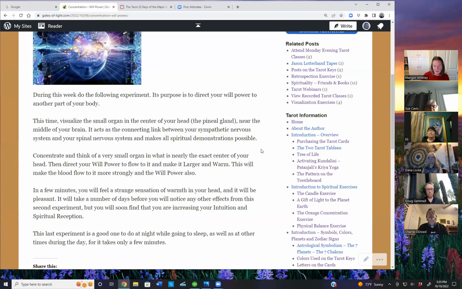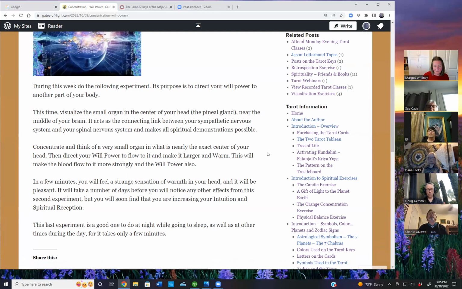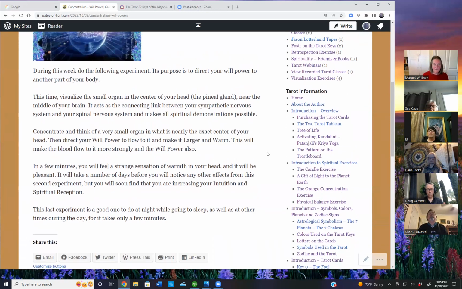This will make the blood flow to it more strongly and the willpower also. In a few minutes, you will feel a strange sensation of warmth in your head, and it will be pleasant. It will take a number of days before you will notice any other effects from this second experiment. But you will soon find that you are increasing your intuition and spiritual reception. This last experiment is a good one to do at night while going to sleep, as well as at other times during the day, for it only takes a few minutes.